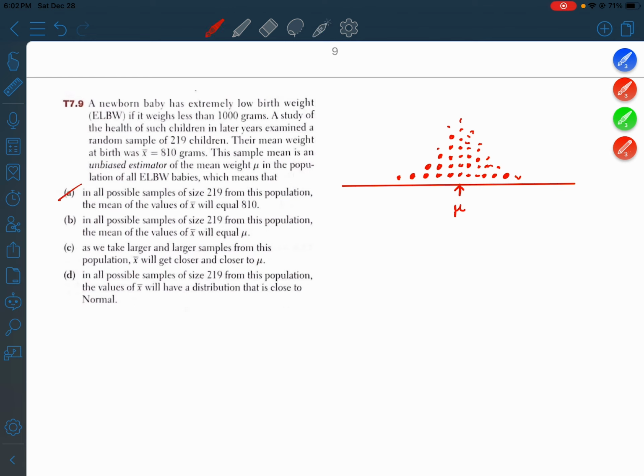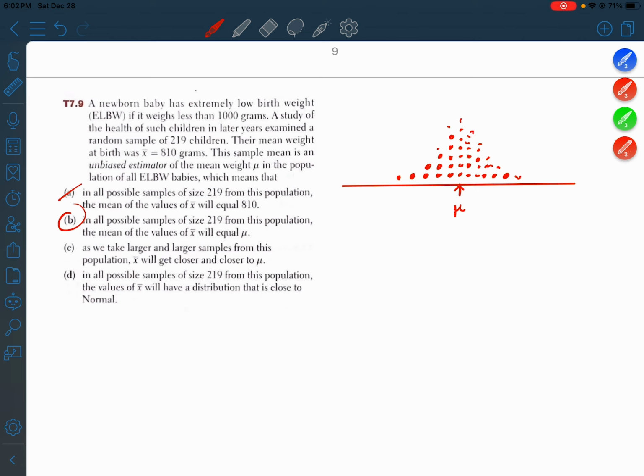B, in all possible samples of size 219 from this population, the mean of the values of X bar will equal mu. Okay, so that means if we averaged all of these values together, it would equal whatever this number is, which is true because this number is in the center. So B, I'm going to circle it now, but I'll read the other choices.